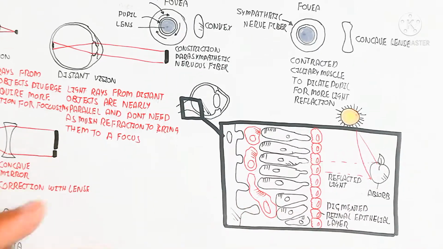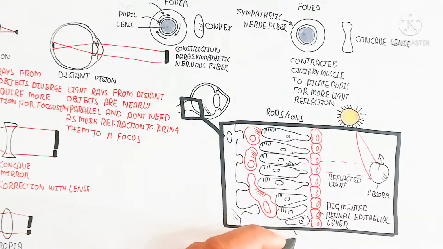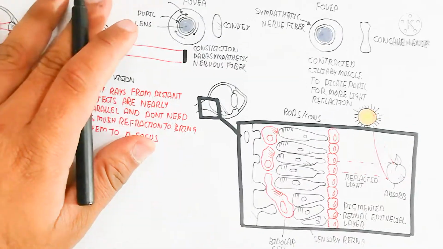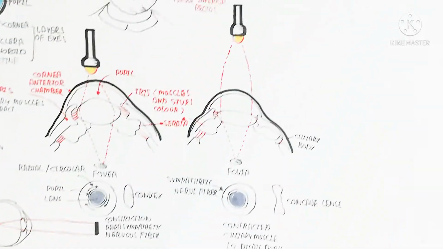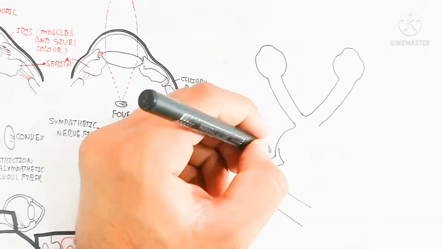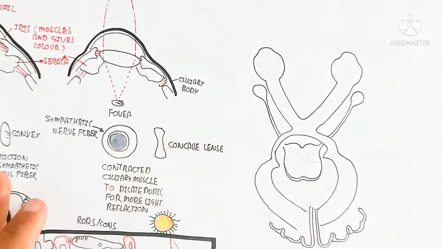So here is the pigmented retinal epithelial layer, which will absorb the light. After this it goes into the sensory retina. The sensory retina is a thin sheet-like structure containing rod and cone cells, and the bipolar cells will transmit the signal to the optic nerve. So let's begin to understand how light reflects in detail.